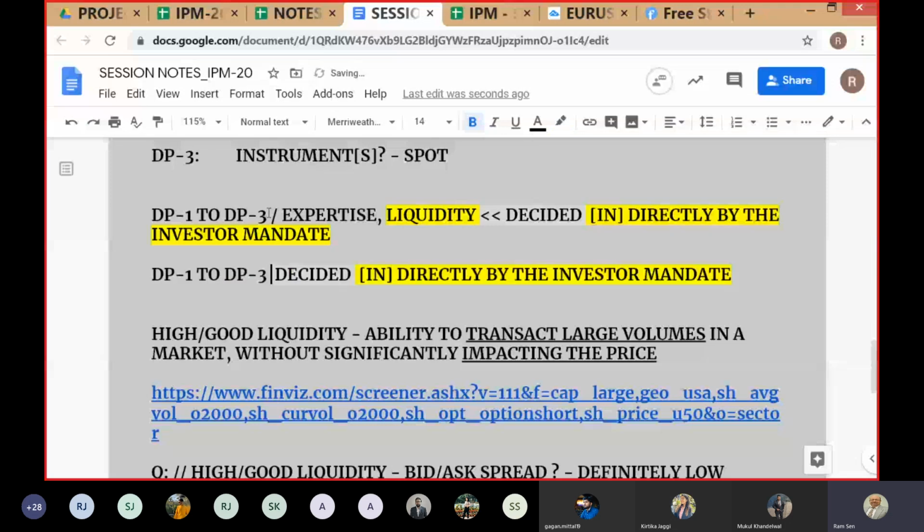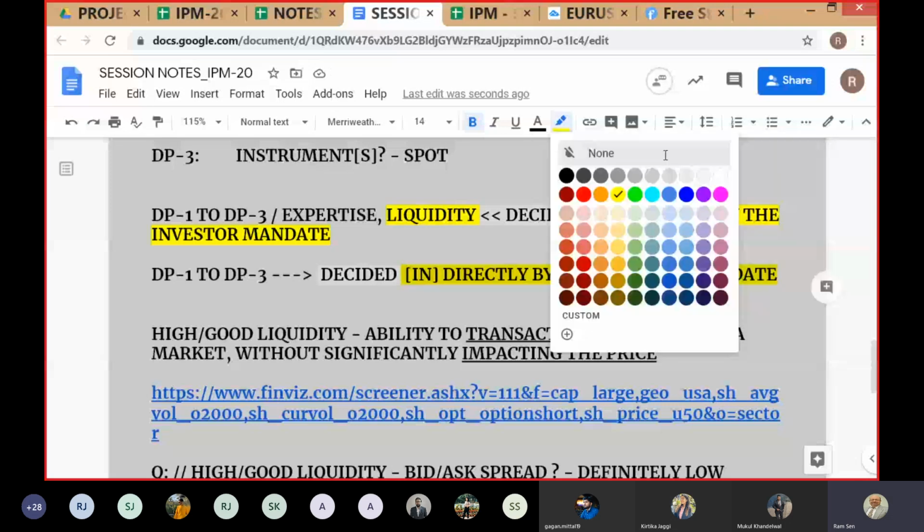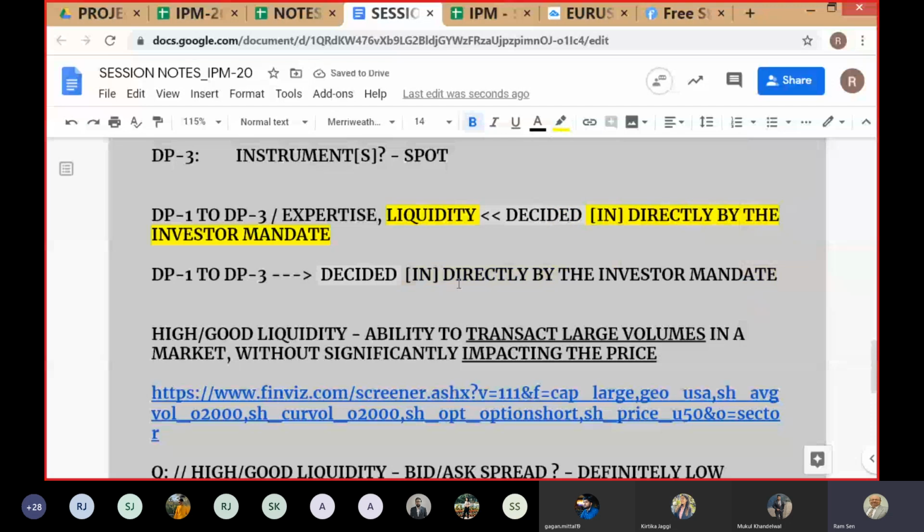So DP1 to DP3, the asset class, market, and instrument, these three decision problems are solved directly or indirectly by the investor mandate. Now, what do I mean by that? Directly by the investor mandate means, let me do a little bit of an in-depth look, so we'll have some material for today's session.